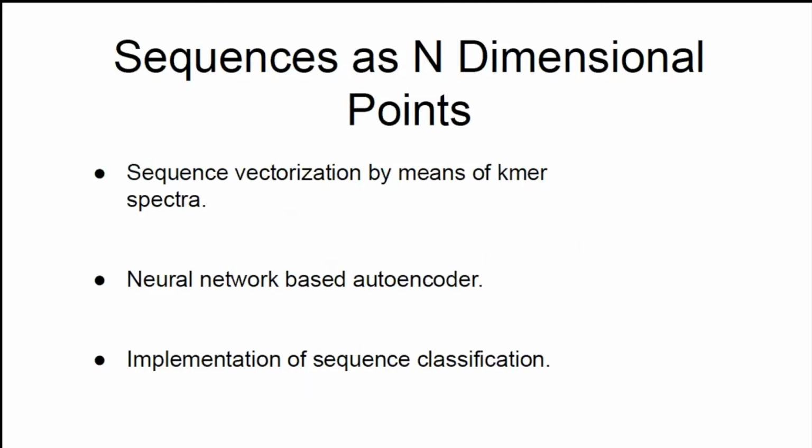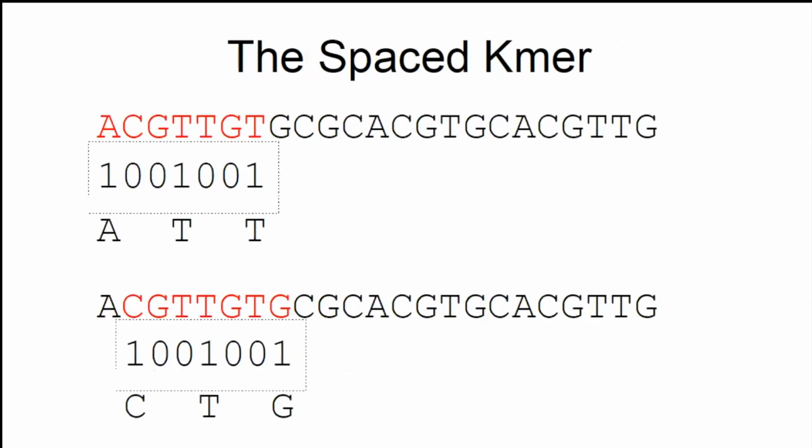So the implementation of this is that first, sequences are going to be vectorized. Well, sequences are going to be seen as n-dimensional vectors. I'm going to explain this in the next slide, but the idea is that from a sequence, you can convert it into a point in high-dimensional space. Then I'm going to use an autoencoder implemented via a neural network. And finally, I'm going to show you some applications of doing that for classifying sequences taxonomically. So let's go to what I mean by sequences as n-dimensional points.